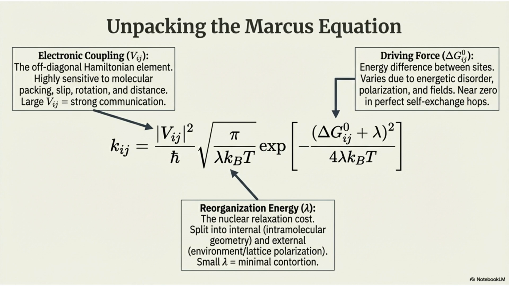The Marcus equation is governed by three factors: the electronic coupling, Vij, the driving force, delta G0ij, and the reorganization energy, lambda. Strong coupling and minimal contortion lead to faster charge transfer.